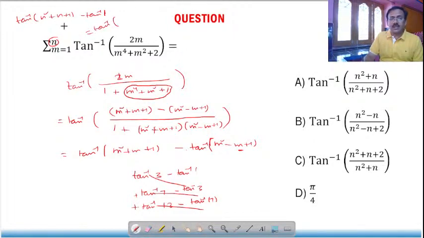You can leave the problem here, or write it as a single tan inverse: tan inverse of x minus y by 1 plus xy. Option A is the right answer, friends. Am I correct? So these kind of questions are also very, very important here.